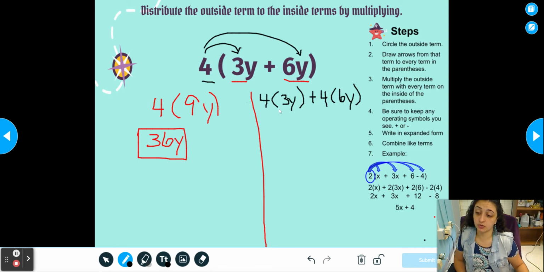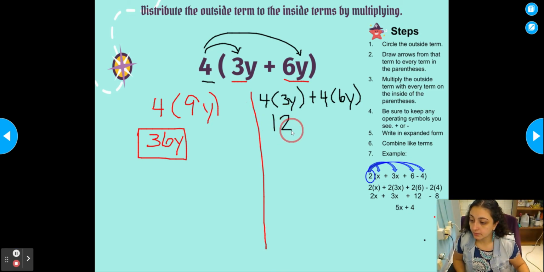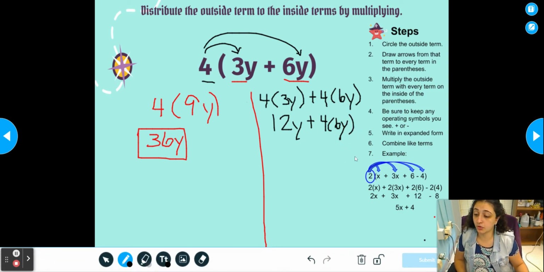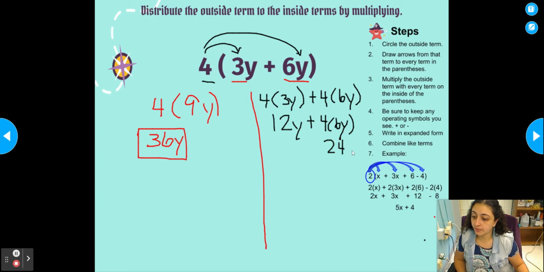Now I can go ahead and do this as 4 times 3y, and that's basically 3y 4 times. So 4 times 3y is 12y. And I like to bring everything down and do it one by one, just so you can kind of get an idea of the flow of how I'm doing this. So then next I can do 4 times 6y, and that is 24y. I bring down the plus sign, bring down the 12y.